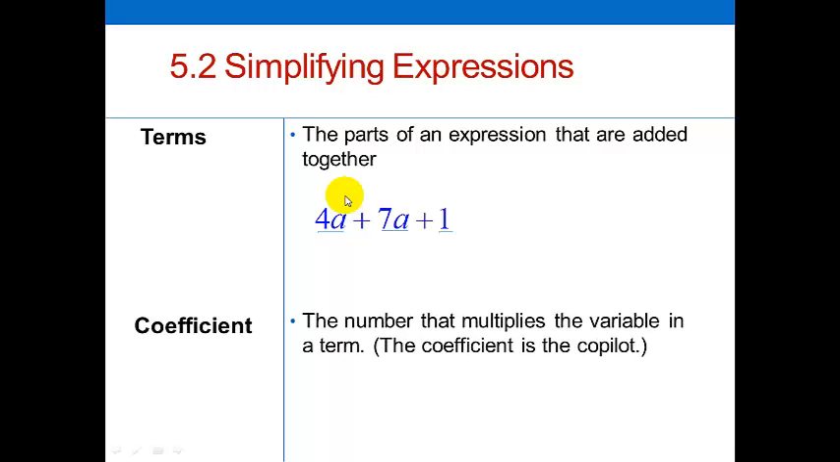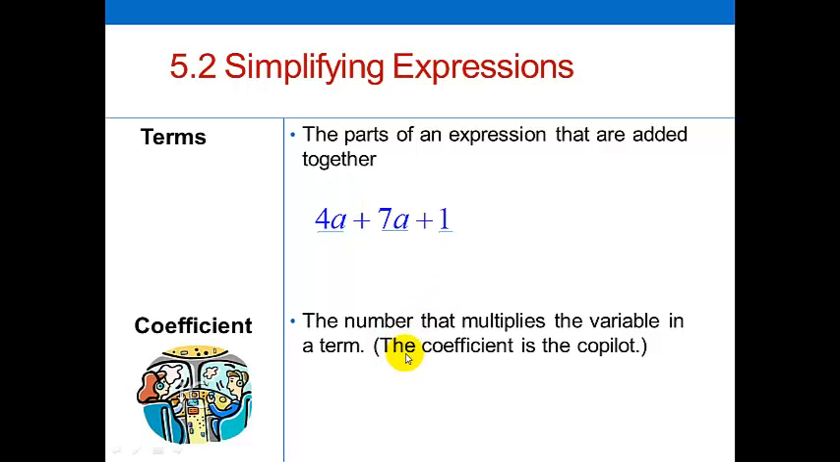So they came up with this term called coefficient, and that is the number that multiplies the variable in a term. So I like to think about the coefficient. The co helps us to remember it's the co-pilot. So if I look up here, the number that multiplies the variable, I have a 4 and I have this 7. So my 4 and 7 are the coefficients.